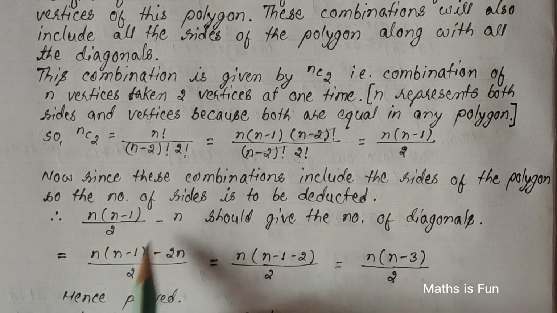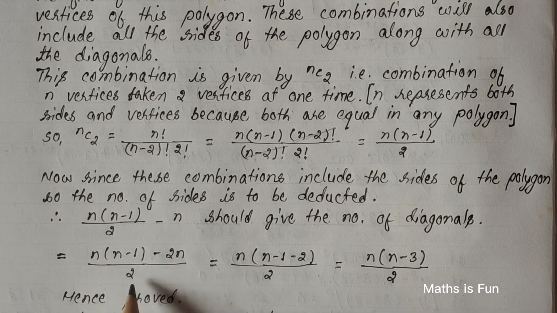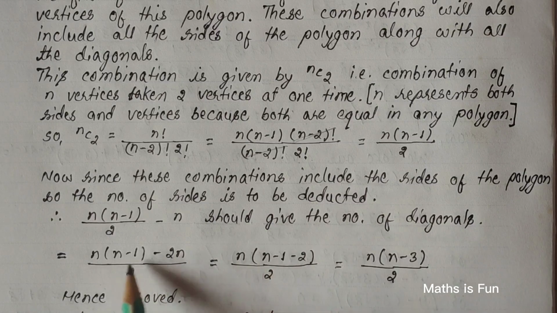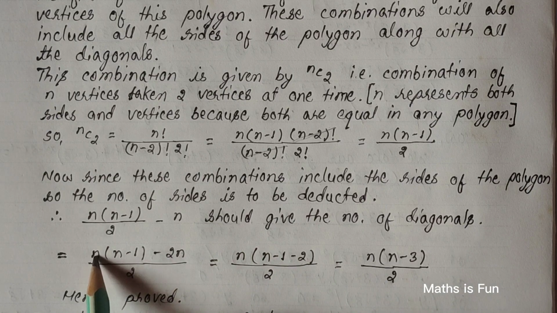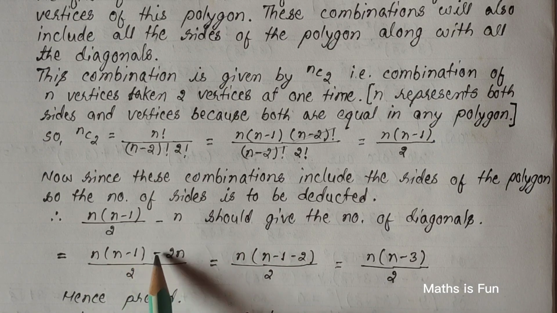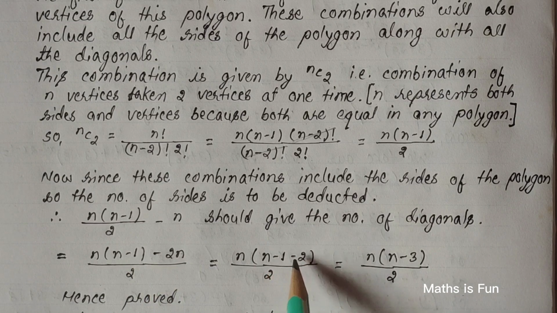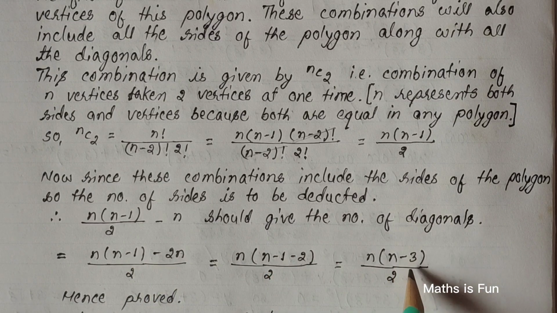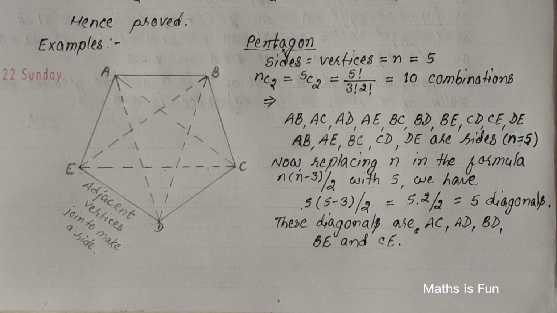Now this can be written as (n times (n minus 1) minus 2n) over 2, by taking 2 as LCM. Now we can take n common from both these expressions. If we take n common, we are left with (n minus 1 minus 2) over 2. Now n minus 1 minus 2 will become n minus 3. So finally we have our formula, that is n times (n minus 3) over 2. Hence it is proved as required by the question.